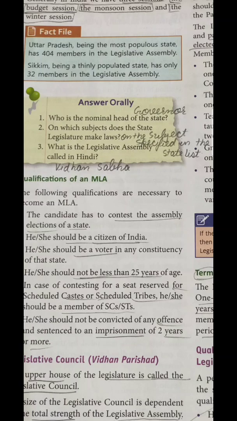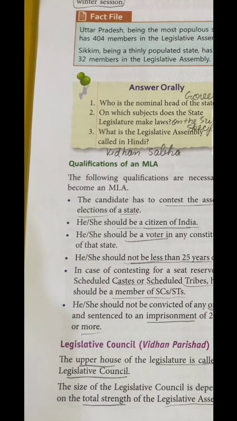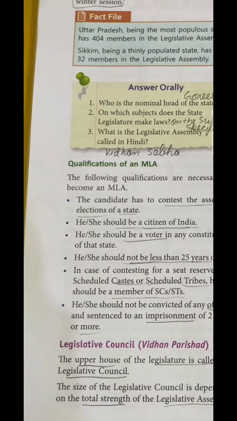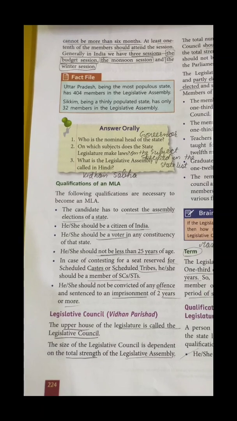Moving further, now we are going to understand the qualifications of an MLA. Which things are very important to become an MLA? The first and most important thing is that he must be a citizen of India. If he wants to become an MLA, he must be a citizen of India. If he is not a citizen of India, it is quite difficult for him to get this position.